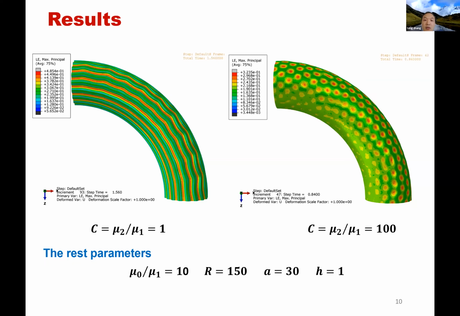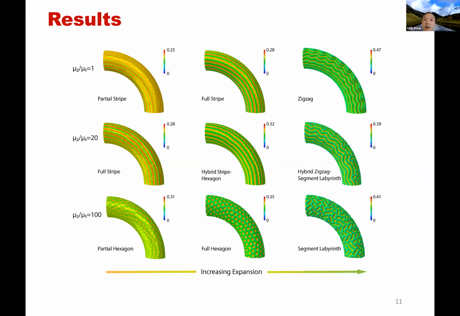And we also run a wider range of parameters. The vertical axis is mu2 over mu1, from 0.01 to 1000. The top figures show that the core is soft, so you will have significant global deformation. At the bottom, the core is stiff, so you do not have global deformation.